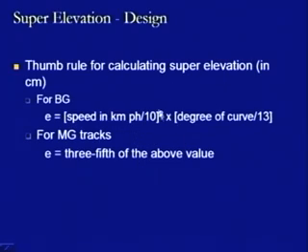In the case of meter gauge, the value is taken as 3/5 of the above value. So, whatever we compute for the broad gauge using this formula, if we take 3/5 of it, then this will pertain to the meter gauge track. So, these are the thumb rules which are used by the field engineers for calculating the value of super elevation while checking whether the super elevation provided at any location is right or not.